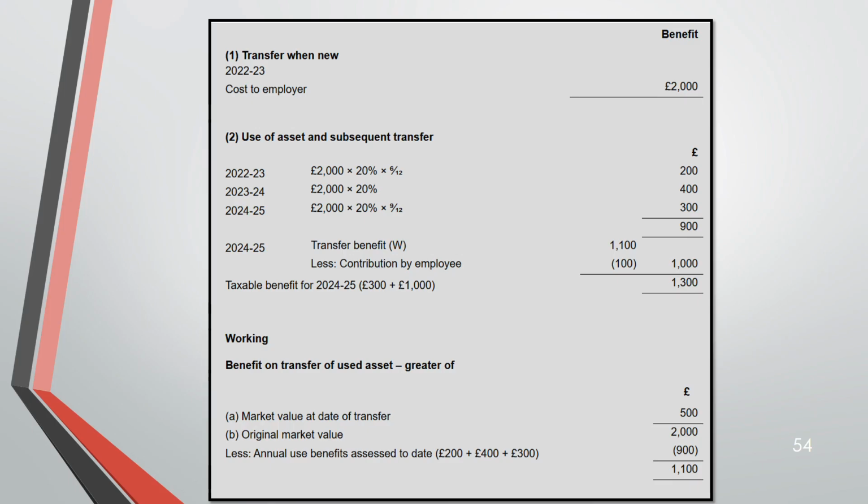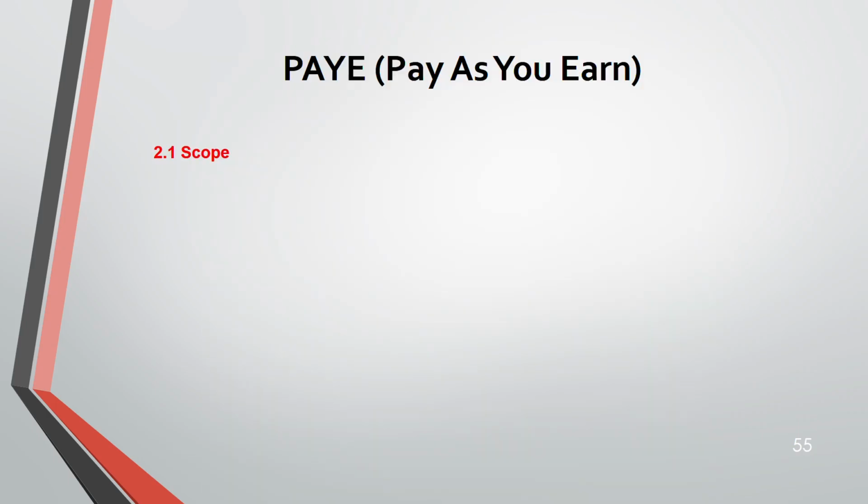So finally, this is the answer for it. Transfer when new. This is the benefit. Use of asset and then subsequently you're transferring. So for 3 years we have found out, and this one we have got from here. What is the benefit when you're transferring a used asset? It is the greater of those two. Deduct employee contribution and add 300 because it is for this tax year, and then you get your taxable benefit 1300.